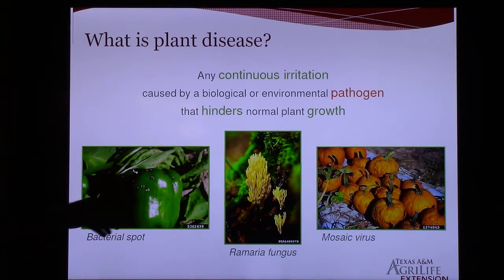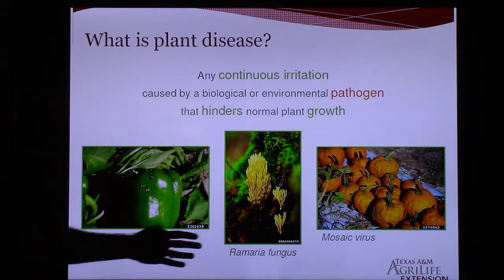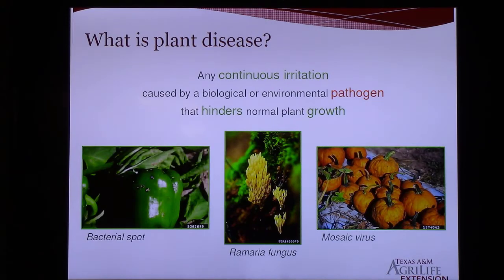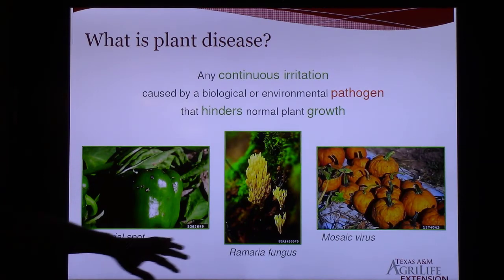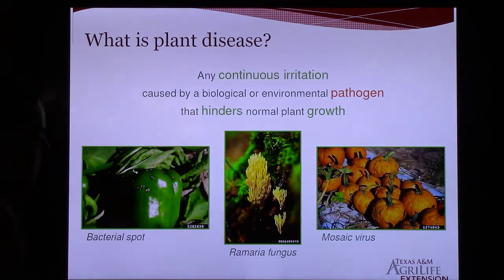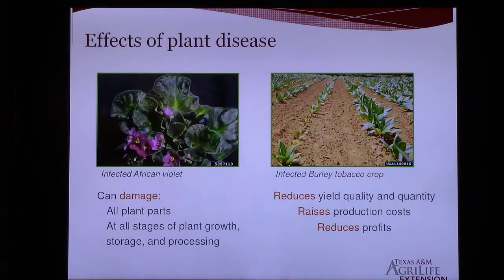And it could be something such as a bacterial spot on this pepper here. We might see these odd types of growth coming out of the plants or the plant stem. Maybe it's a fungal issue. Or with these pumpkins here, you can see that those are a little deformed. They're not the varieties of pumpkins that have the warts and stuff on them. That just doesn't look good. And in that case, those pumpkins are affected by a mosaic virus. So all of these pictures depict a biological pathogen, but it's hindered normal plant growth. It doesn't look like what they should look like.